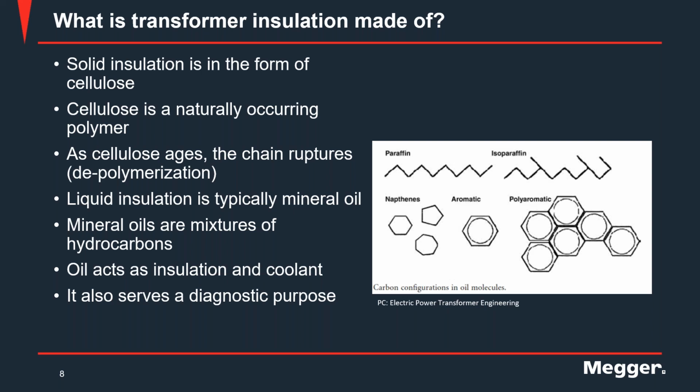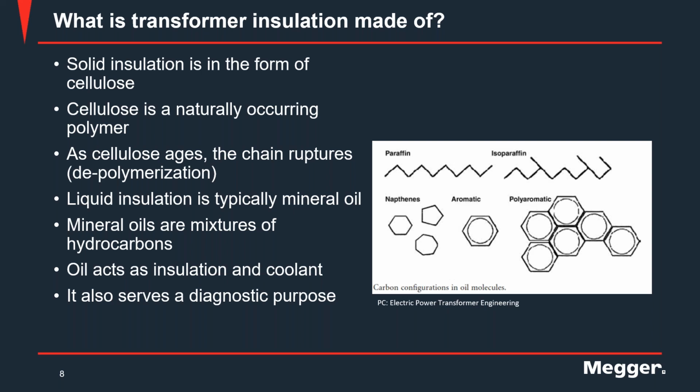The liquid insulation is typically mineral oil. You might find other examples like synthetic esters and natural esters, but mostly mineral oil is used. Mineral oil is made up of hydrocarbons. These hydrocarbons can be different types of compounds. You can have paraffinic compounds, naphthenic compounds, and polyaromatic, aromatic compounds as well. The proportion of these compounds gives the oil its unique characteristic.